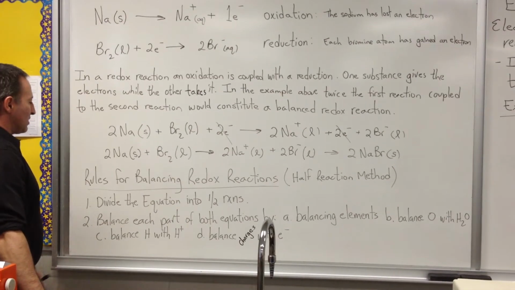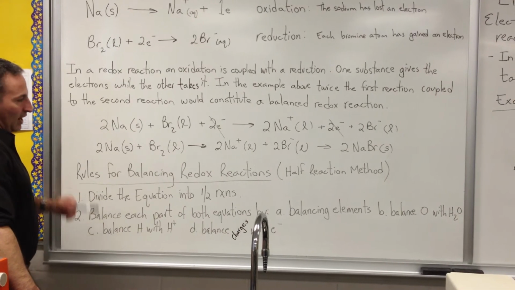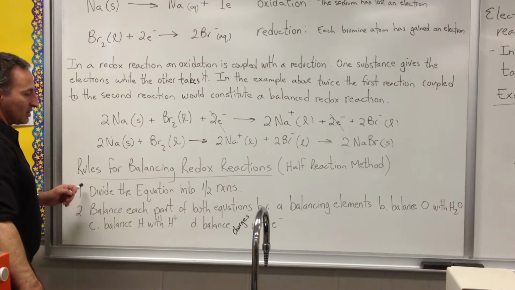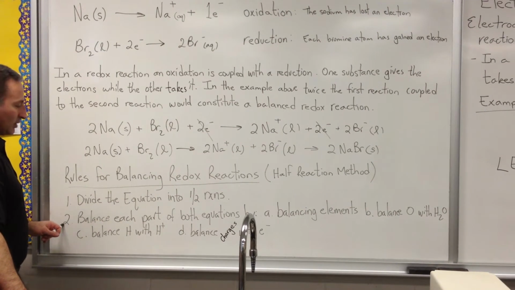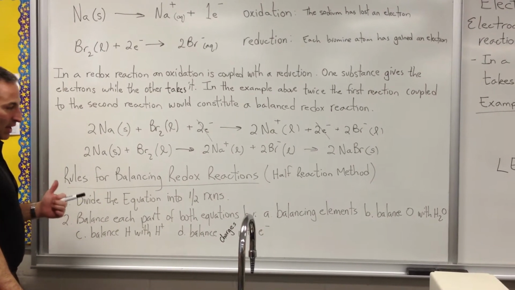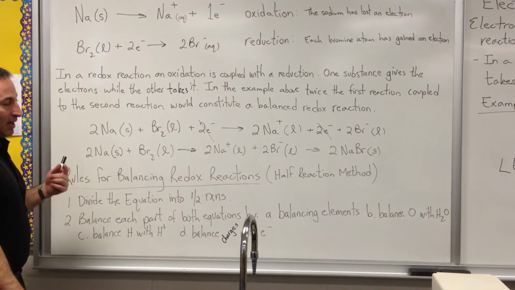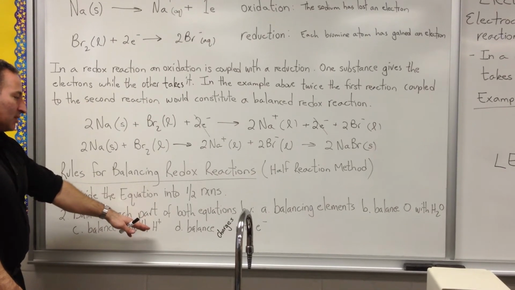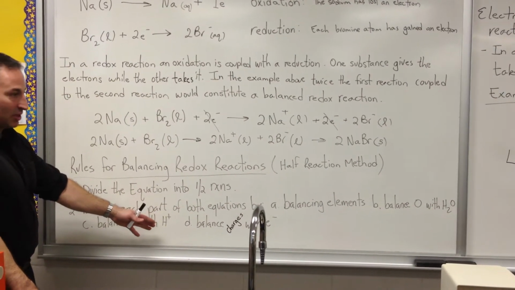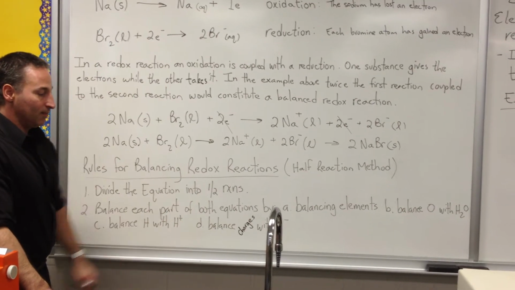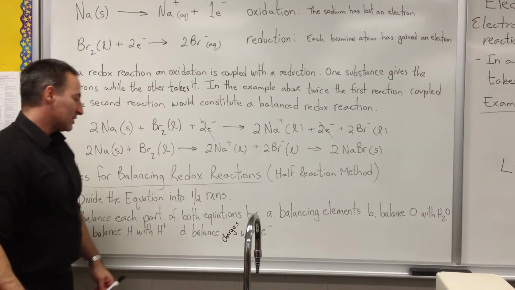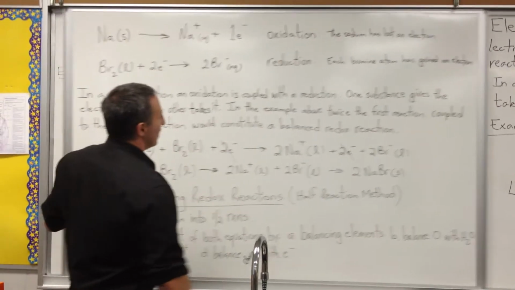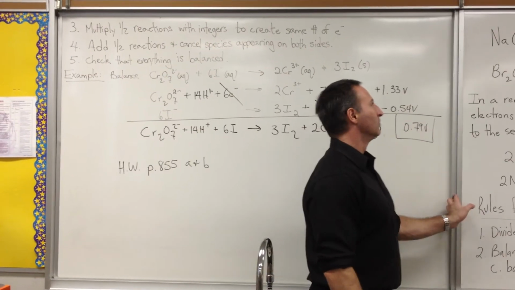The technique for balancing redox reactions is called the half reaction method. It's the one I'm partial to. First, divide the equation into 2 half reactions. Secondly, balance each part of both equations by, A, balancing the elements, B, balancing oxygen by adding water, and C, balancing the hydrogen with H+. If the reaction is taking place in acidic solution, you have H+ ions floating around. And lastly, balance the charges with electrons. We have an example of it right here.